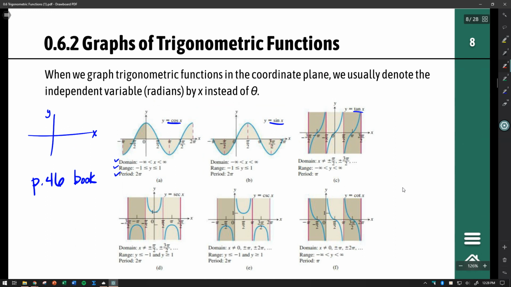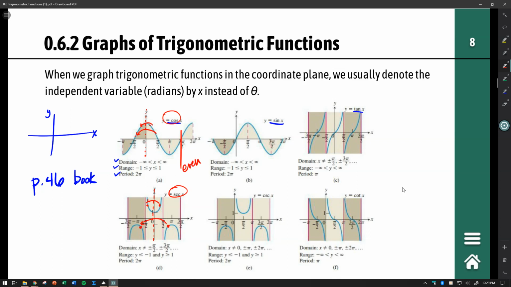So let's see. Here is the cosine graph, and is it symmetric about the y-axis? It seems to be. If we were to fold along the y-axis, then we would have points that matched up. I agree with that. The other one that was supposed to be even was the secant function right below. And if we were to fold along the y-axis, then yeah, we would have points that matched up even on these branches that are further away. So these two were even.